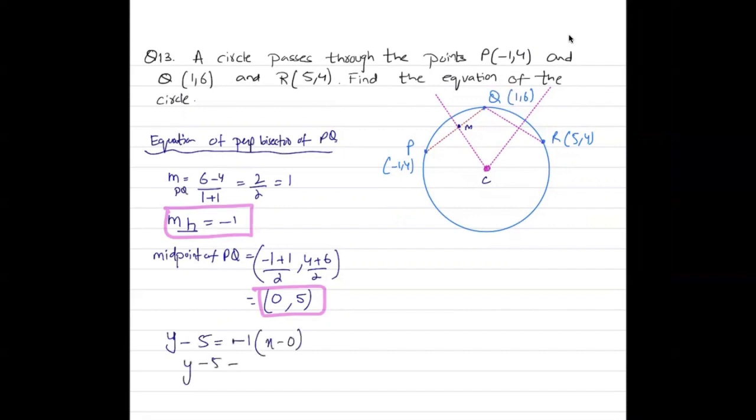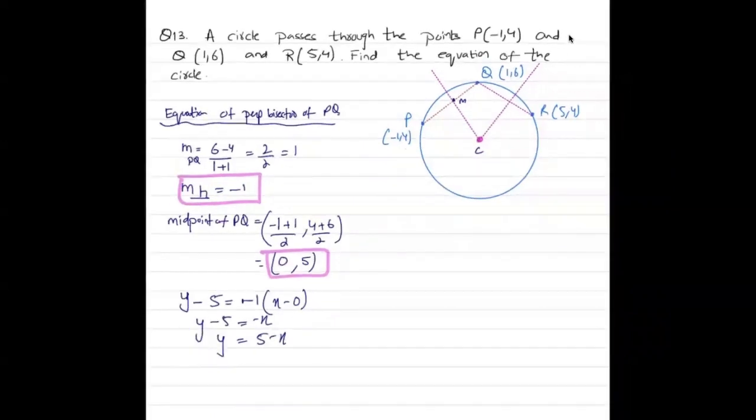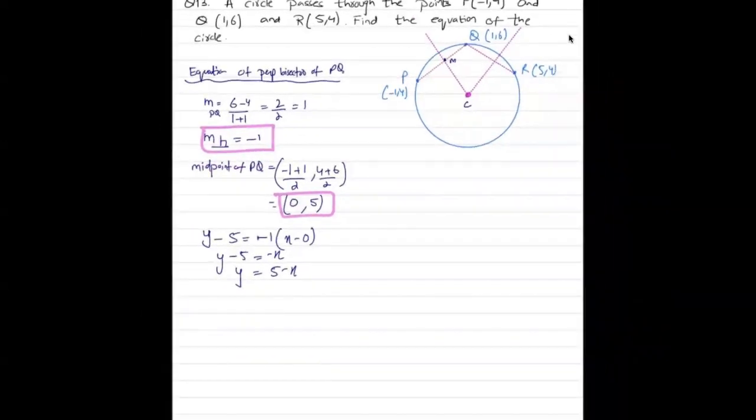So y minus 5 equals negative x. So y equals 5 minus x. That is the equation of the perpendicular bisector of PQ. Similarly, you are going to find the equation of the perpendicular bisector of QR.